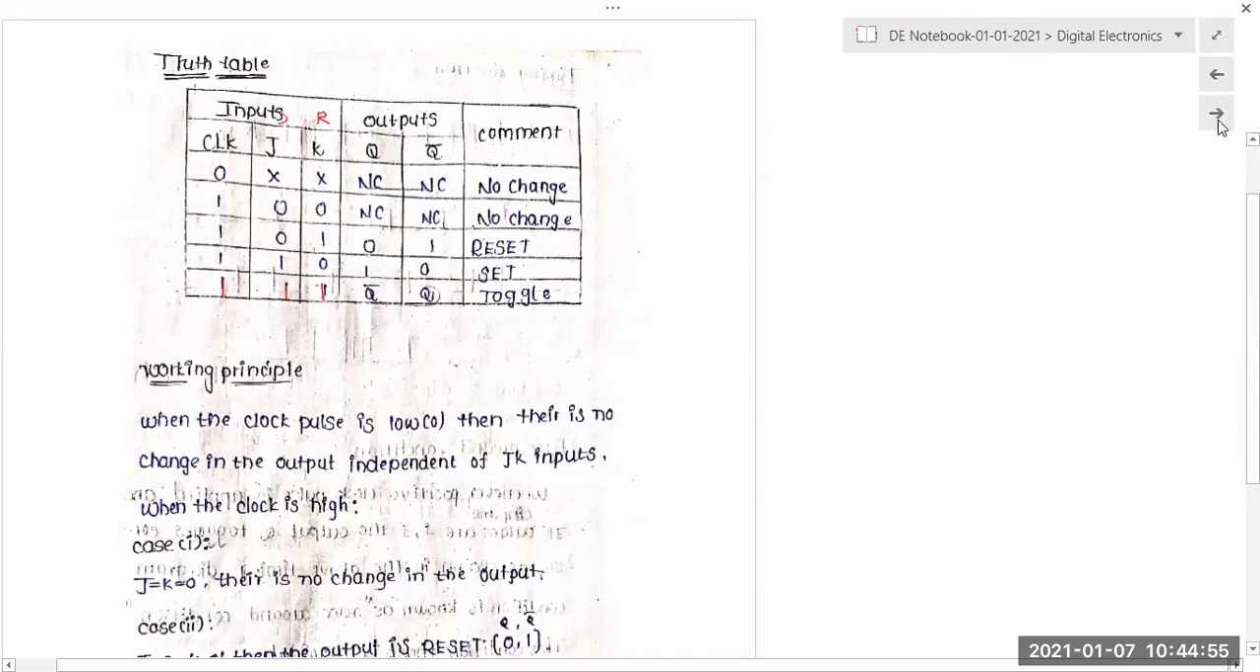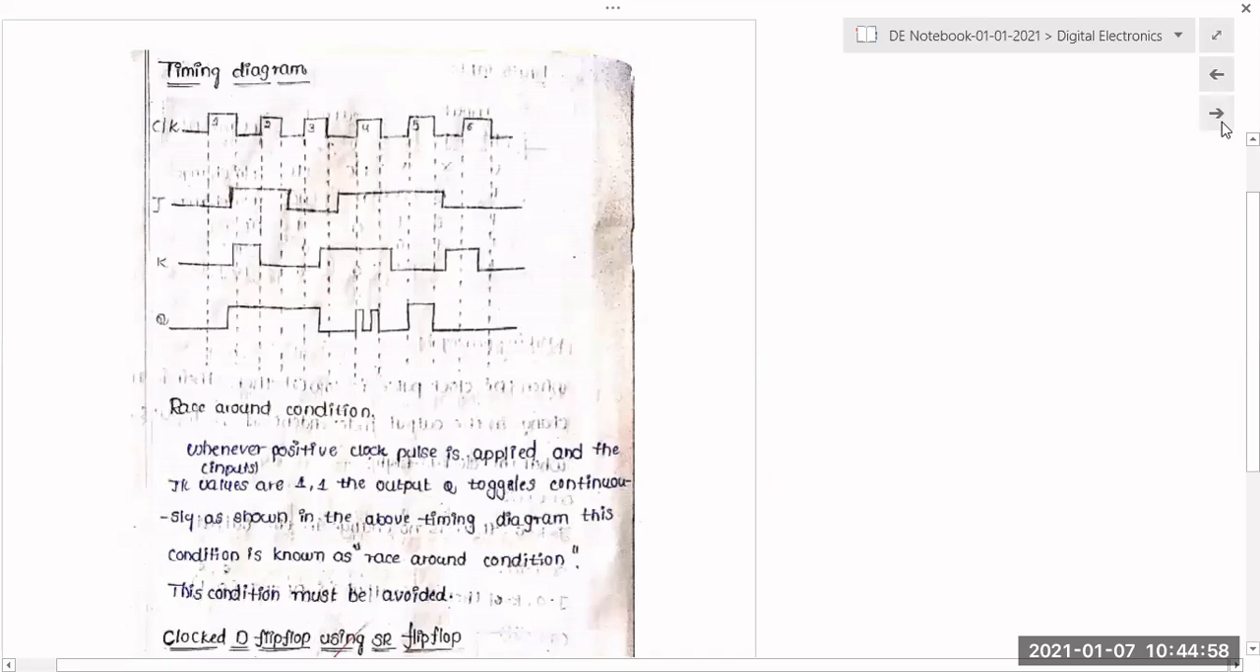Yes. That's it. Yes, sir. So what is the timing diagram for this one? Okay, so what is the timing diagram?